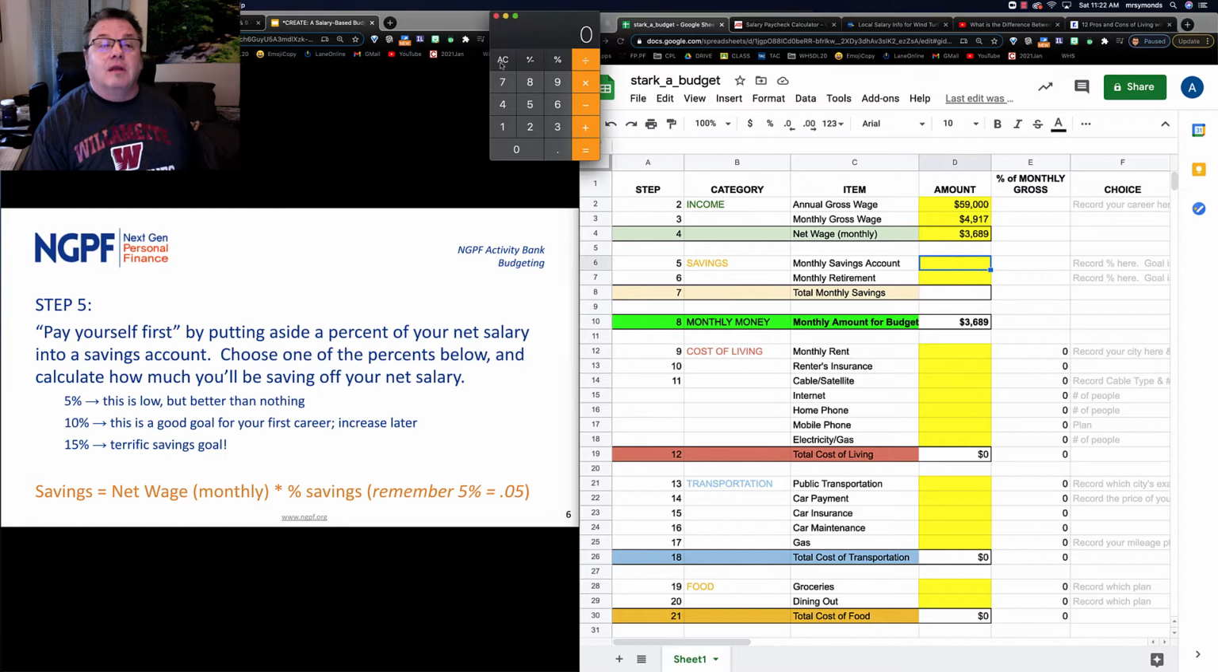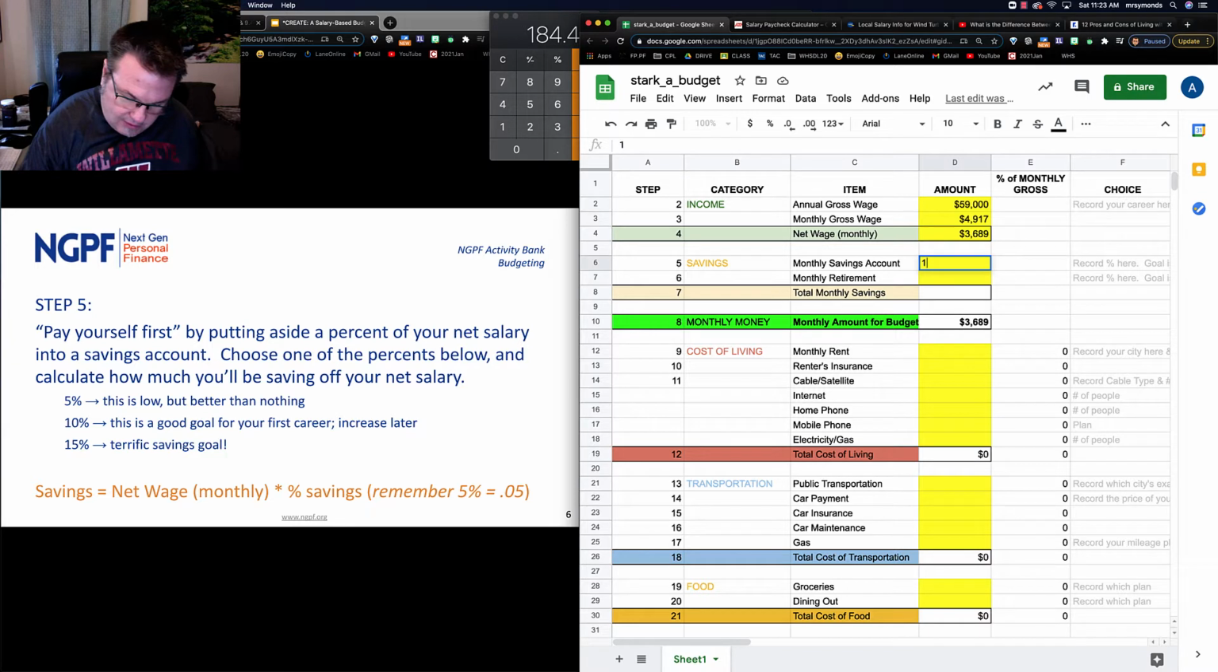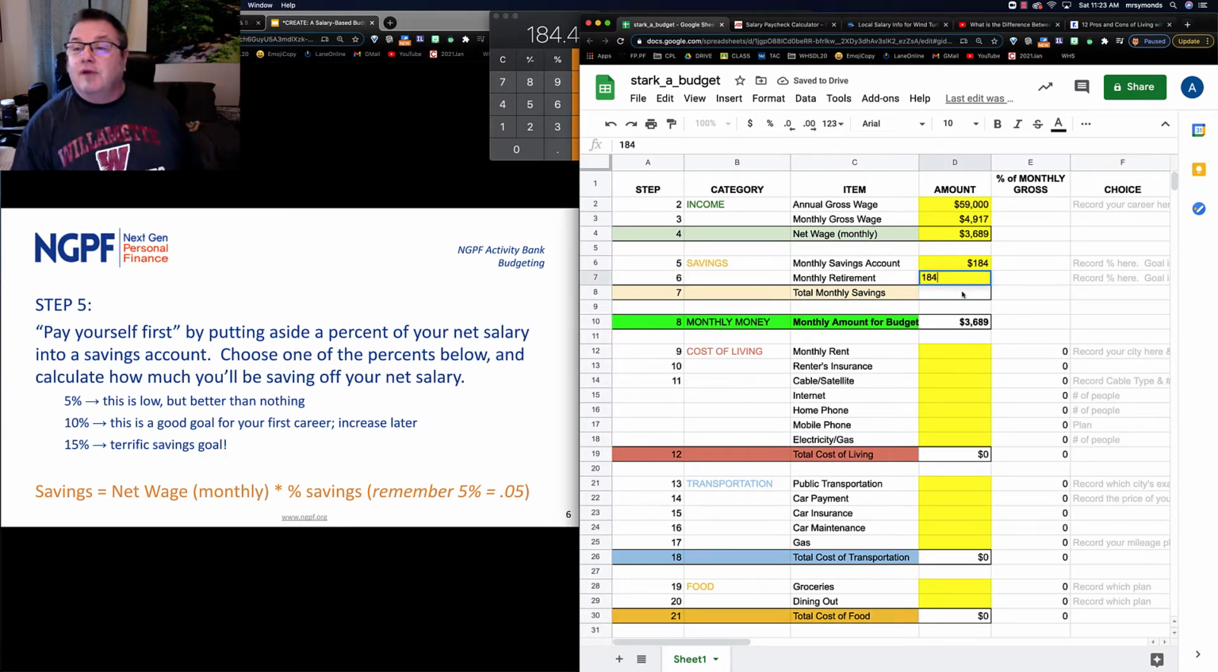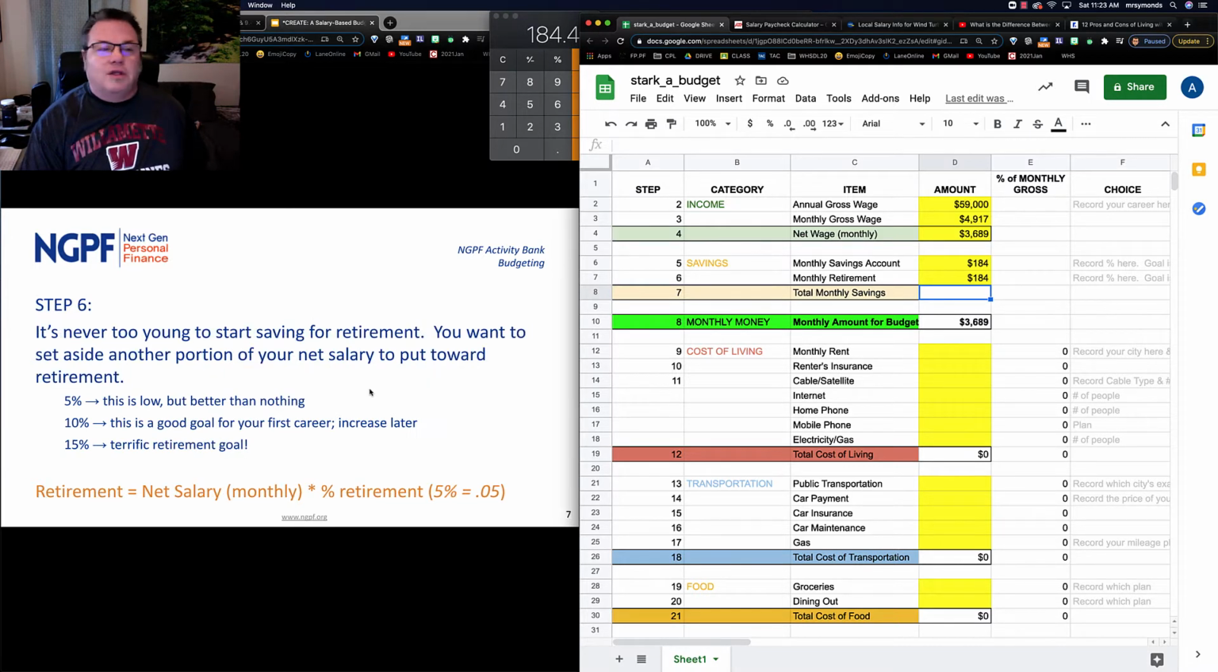Calculate that, right? So our net wage, 3689 times 0.05, 184. We can do that. And we can do 5% for each of these. Right now, we'll start with 5%. If we end up with some extra money, we may want to come back up here and save some more. Remember, save first. Pay yourself first. So savings and retirement, 184 each.